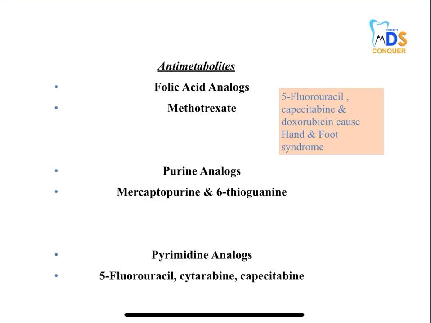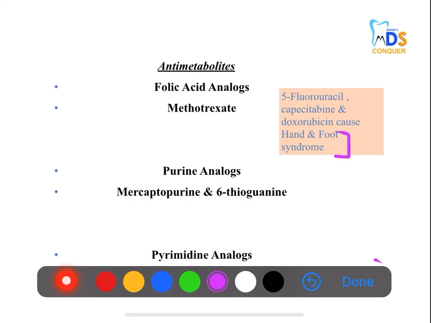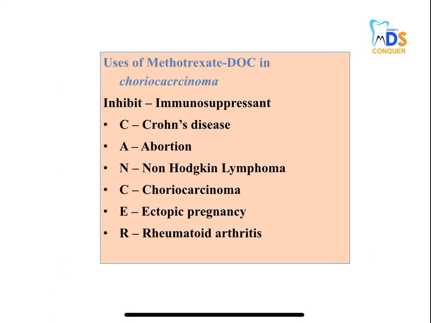Antimetabolites are these: the folic acid related methotrexate, purine analogs, that is mercaptopurine and 6-thioguanine, and pyrimidine analogs, fluorouracil, cytarabine and capecitabine. Fluorouracil, capecitabine and doxorubicin cause hand and foot syndrome. Many times they have asked. And what are the uses of methotrexate, the drug of choice in choriocarcinoma? It inhibits cancer and is an immunosuppressant for Crohn's disease, for abortion, non-Hodgkin's lymphoma, choriocarcinoma, ectopic pregnancy, as well as rheumatoid arthritis. Many times they have asked related to rheumatoid arthritis. So do note the uses of methotrexate, very very important.